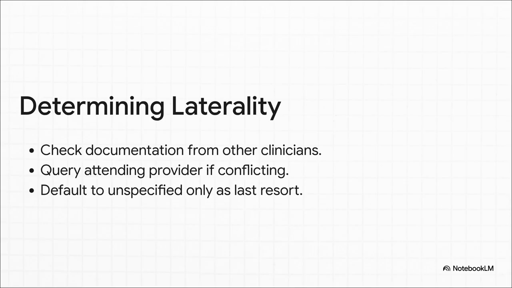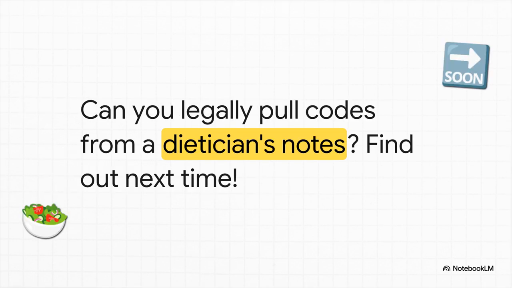You only ever default to the unspecified side code if the documentation is entirely missing and it is absolutely impossible to get clarification. It has to be your absolute last resort. Speaking of pulling documentation, that brings up a wild question. Can you legally pull diagnostic codes from a dietitian's or a nurse's notes instead of the doctor's? The full answer is probably going to shock you, and we are going to break it all down in part 28 of our series covering section IB14.